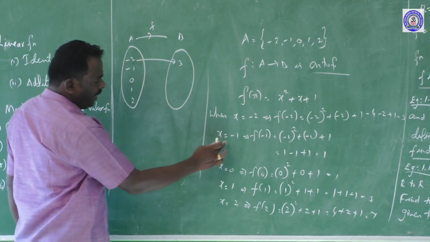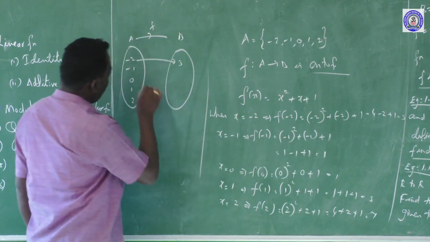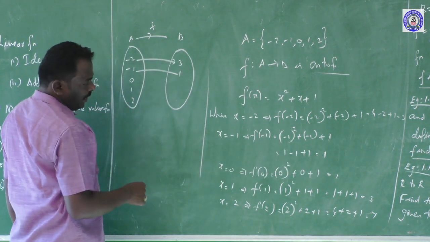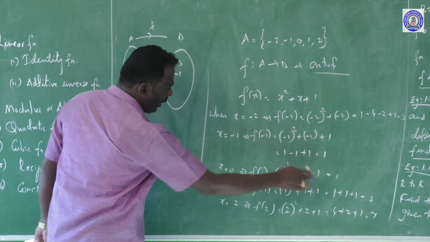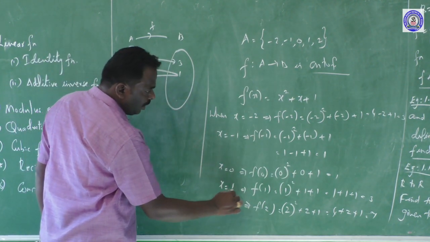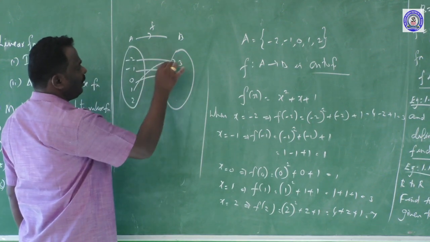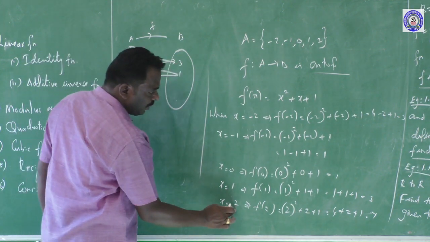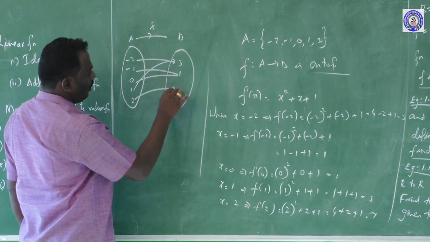Then minus 1 has image equal to 1. Then 0 has image equal to 1. Then 1 has image equal to 3. Then 2 has image equal to 7.